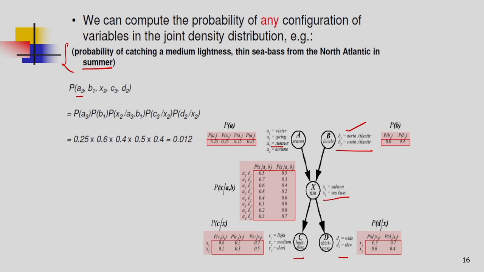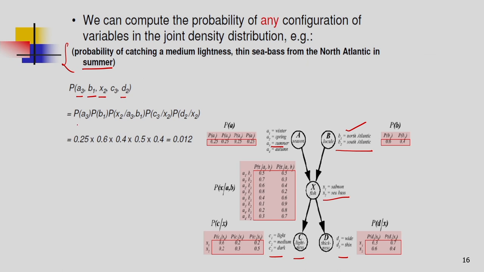What is B1? B1 is North Atlantic. What is X2? X2, the name of the piece, is C bus. What is C3? C3 is the dark. And what is D2? D2 is the thin. Okay, so we are determining this probability.